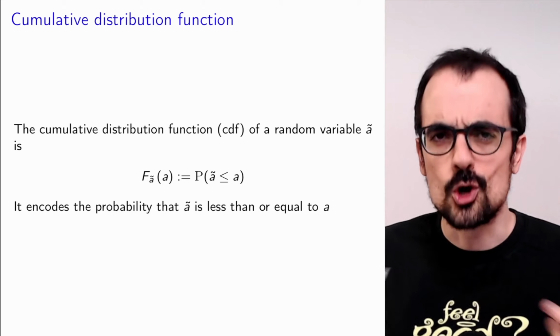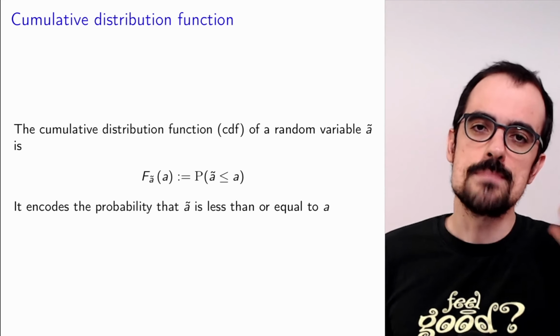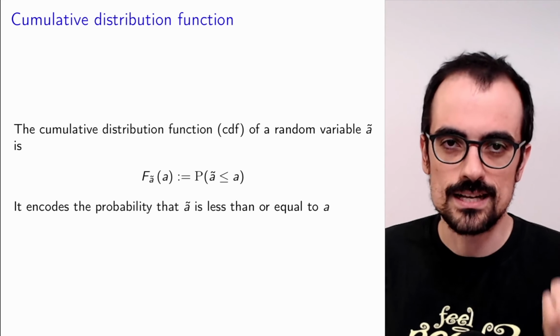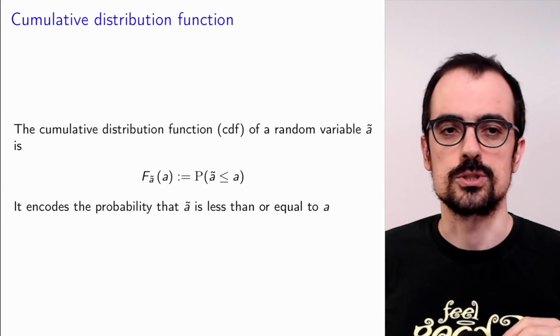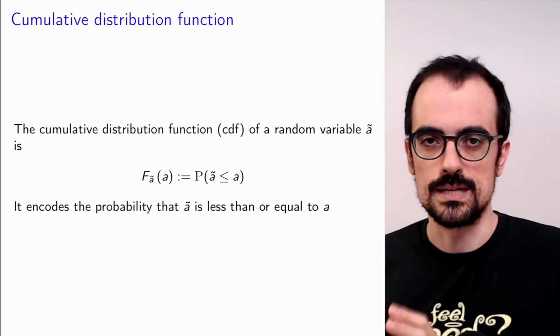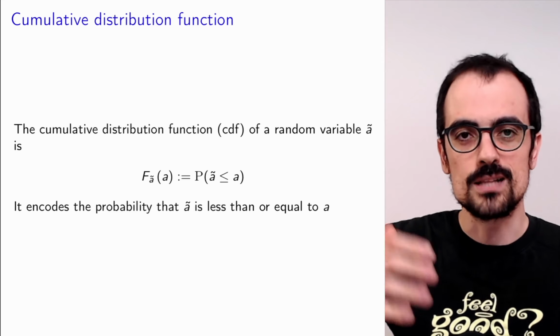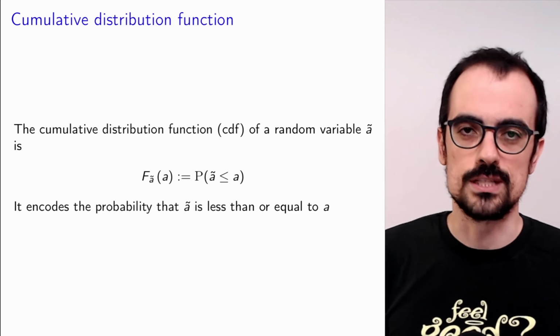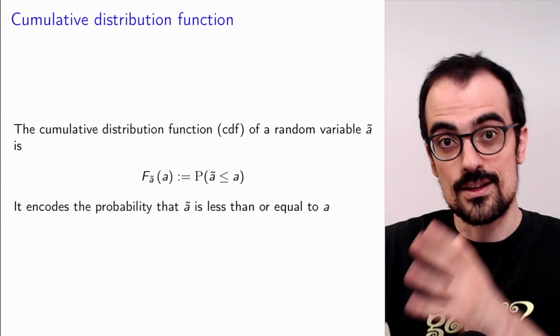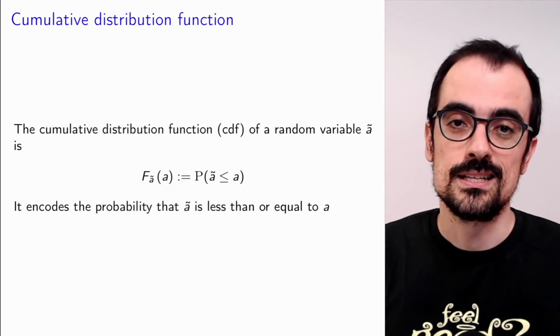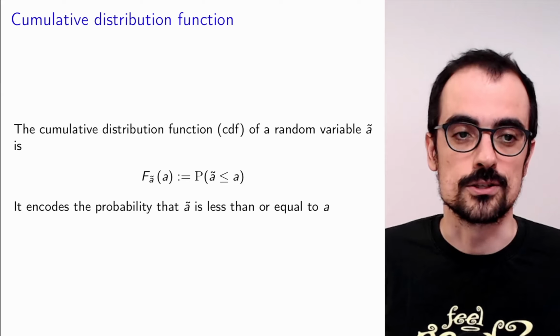So how do we encode those probabilities? If you remember, in one dimension, when we had a single random variable, we had two main options, the cumulative distribution function or the probability density function. In this video, we're going to take a look at a multidimensional extension of the cumulative distribution function. In another separate video, we will talk about a generalization of the probability density function.